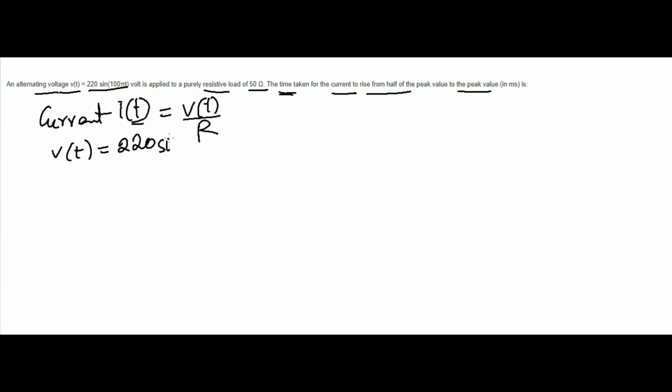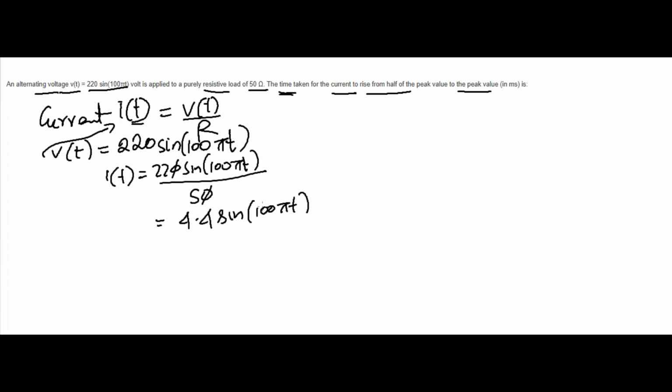First, let me just write the current. Current I(t), because I am writing t, it shows the time. Thus you can write it as V(t) divided by R, because R is a constant, so I cannot write R(t). So what we have got from the question, V(t) is equal to 220 sin 100πt. Okay, this is the voltage.